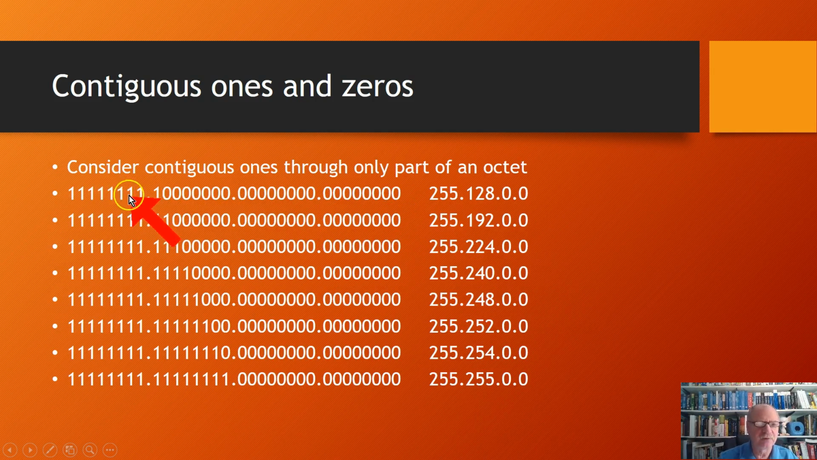Let's look at what happens if we start breaking up one of these octets like this. And this is exactly what we're going to do when we start subnetting, because I'm going to start borrowing bits from host addresses in order to make more subnets. So this is exactly what we do if we borrow one bit over here. The subnet mask becomes 255 dot, well, what is this?